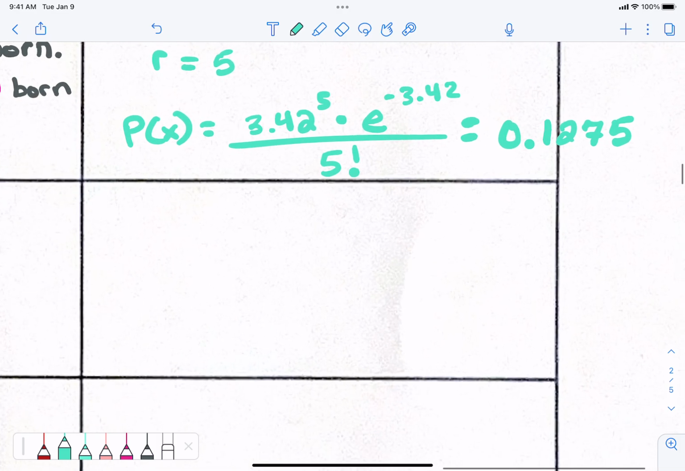0.1275. Okay, what does that mean? 12.75% chance that 5 babies will be born in one day.